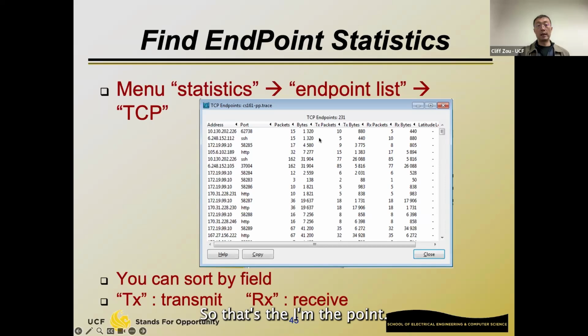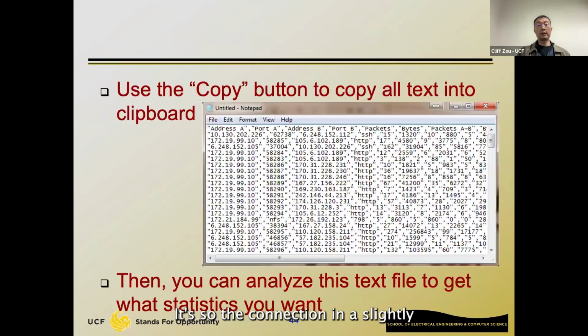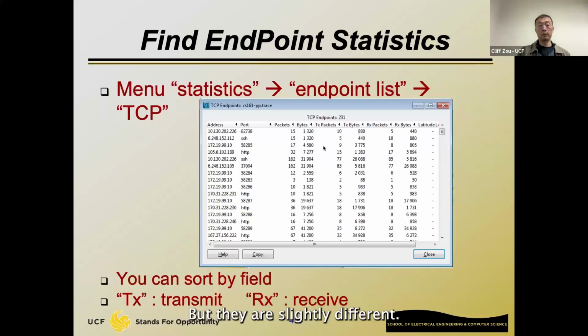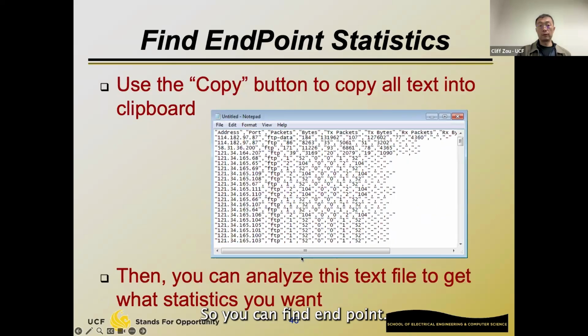So that's the endpoint. It shows the connection in a slightly different way from this conversation. So they are similar, but they are slightly different. It only shows the endpoint. It doesn't show the source. The TX means transmit, RX means received. So you can find endpoint.